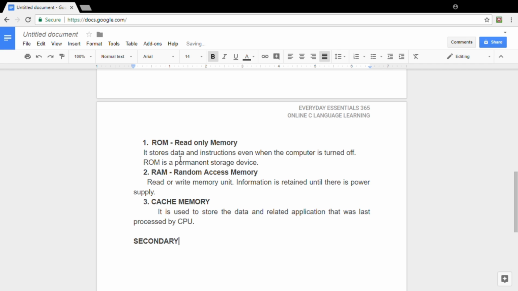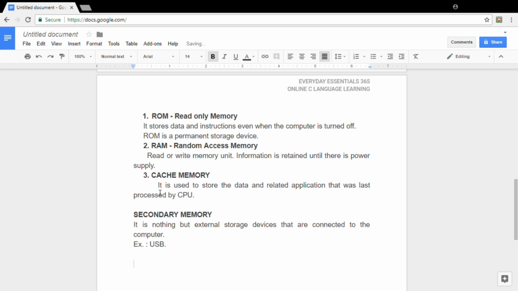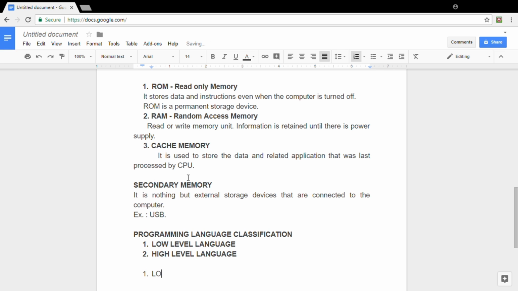So as discussed, memory is divided into primary and secondary. Now let us look at secondary memory. It is nothing but external storage devices that are connected to computer. So for example, you can take USB. And now let us look at the programming language classification. It is divided into low-level language and into high-level language.